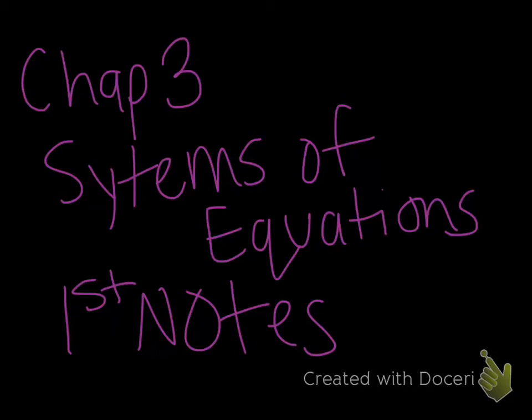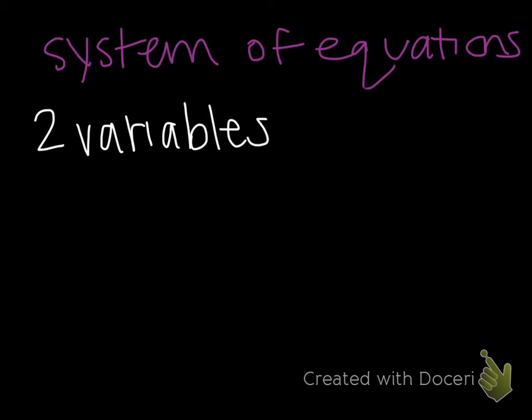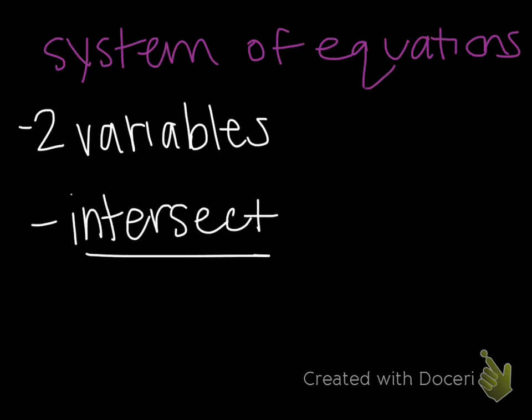Today we're doing chapter 3. We are doing the first set of notes in solving systems of equations by graphing. So a system of equations occurs when you have two variables. When we are solving a system of equations, we are finding where the two functions intersect. Okay, so that is the word that you will put in your blank.